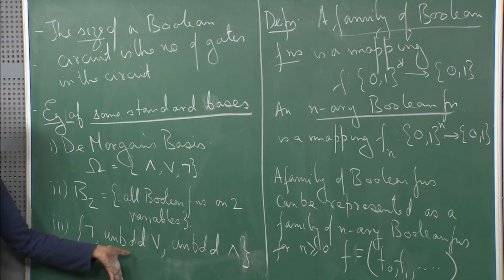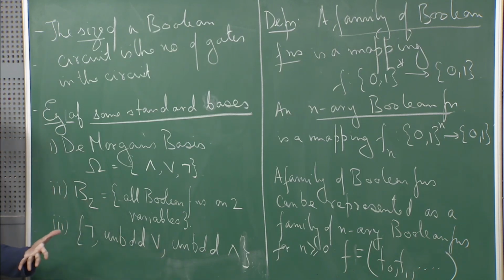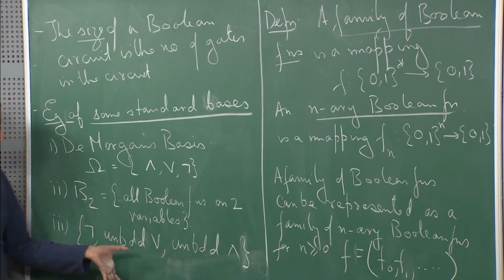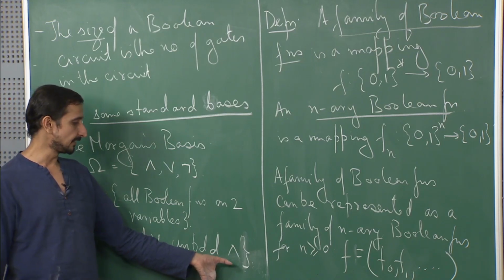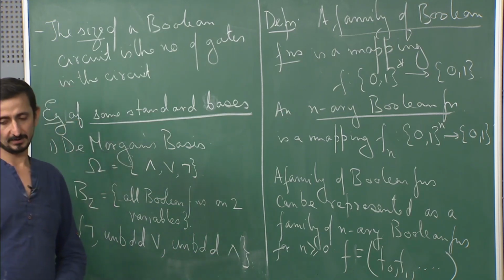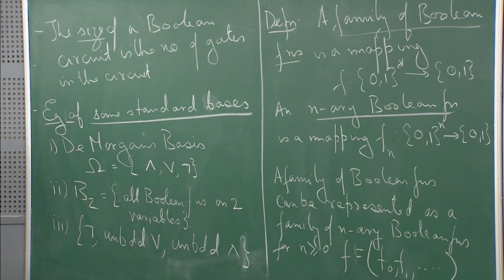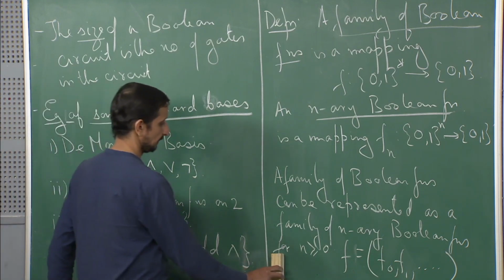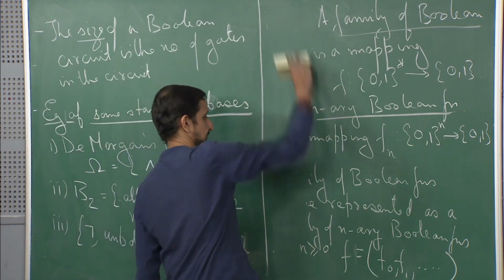That is, an OR gate with an arbitrary number of inputs is 1 if at least one of its inputs is 1, and an AND gate with an arbitrary number of inputs is 1 if all of its inputs are 1. So these are some of the bases, but there are other interesting bases also that one can study.